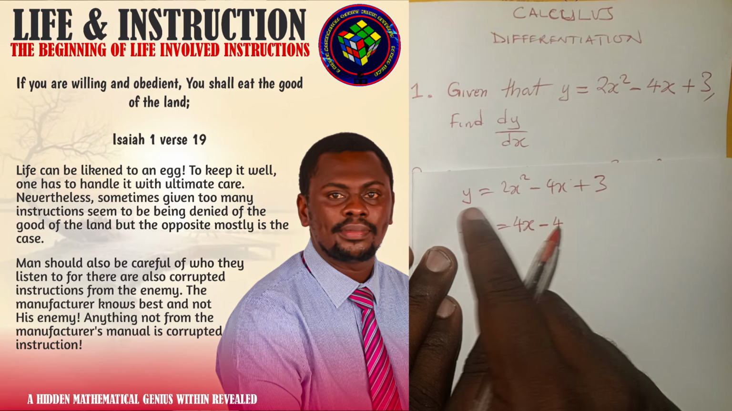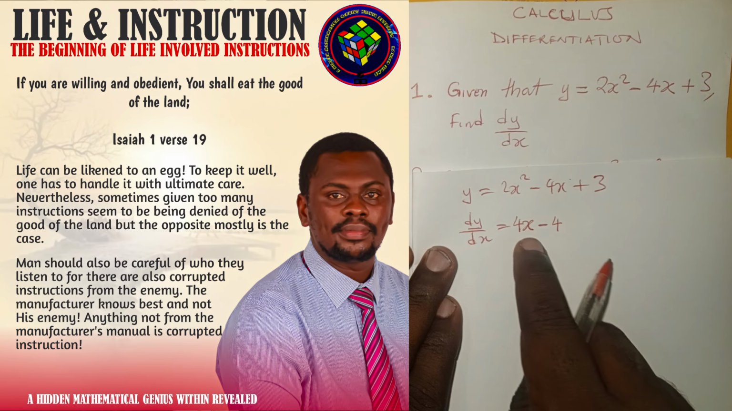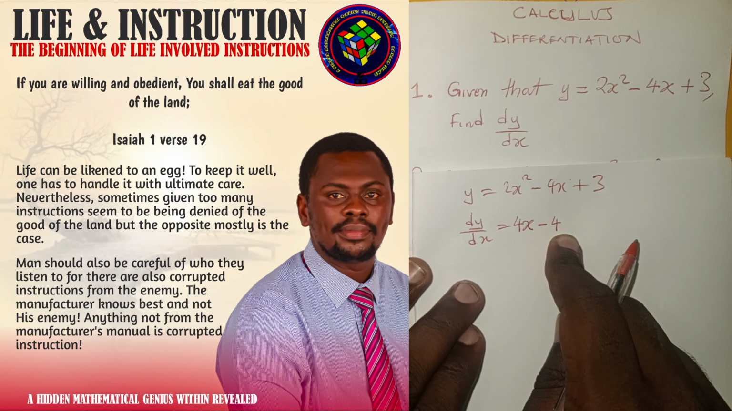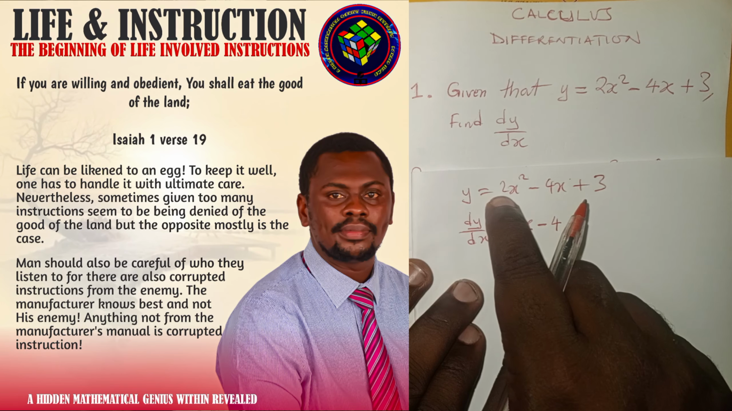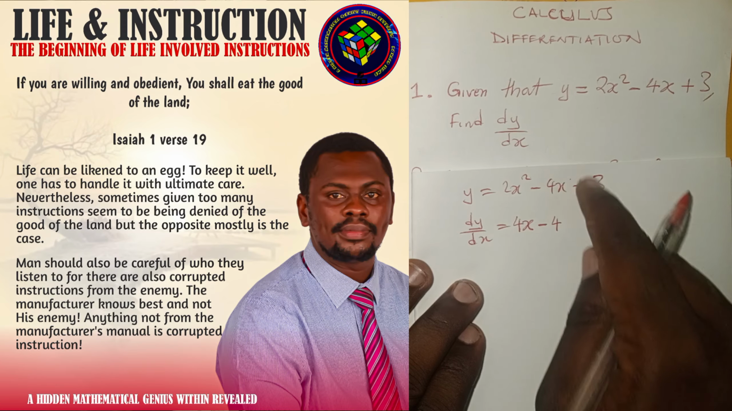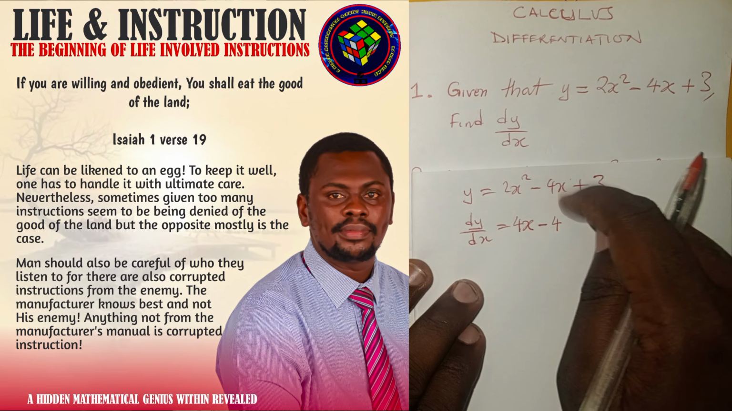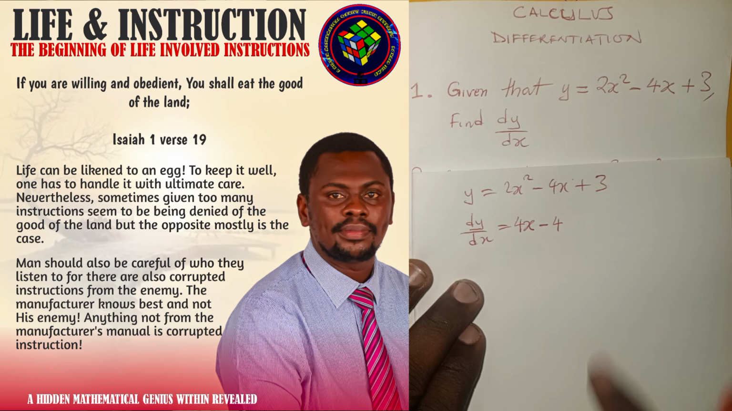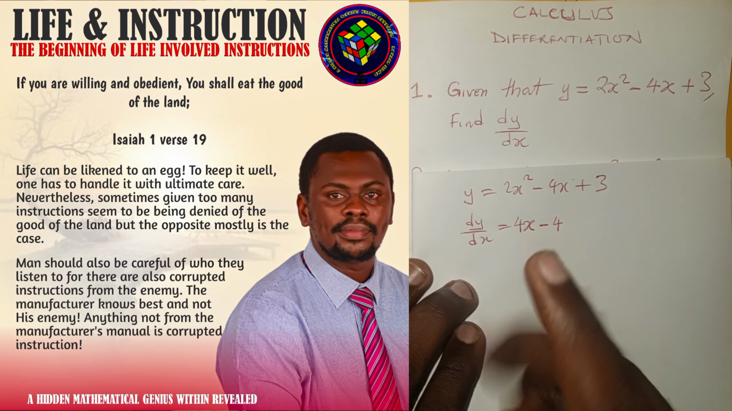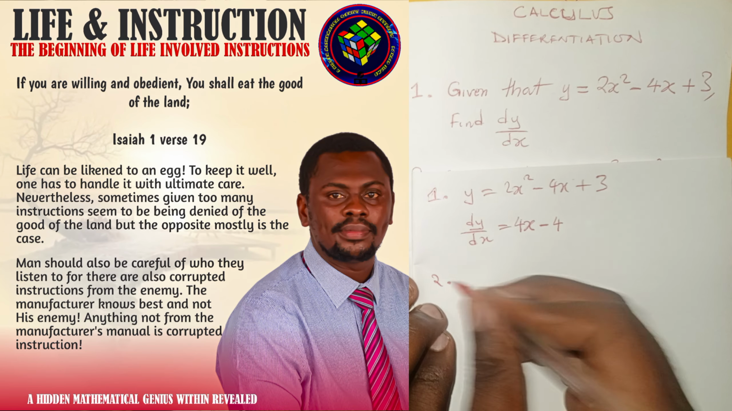So the derivative of y is equal to 2x squared minus 4x plus 3 is just equal to 4x minus 4. We have 2 multiplied by 2, that is 4. Then that power reduced by 1, so we have 4x. Derivative of 4x, since that variable has power of 1, you just get rid of the variable. So we remain with the 4. So that is number 1. We go to number 2.